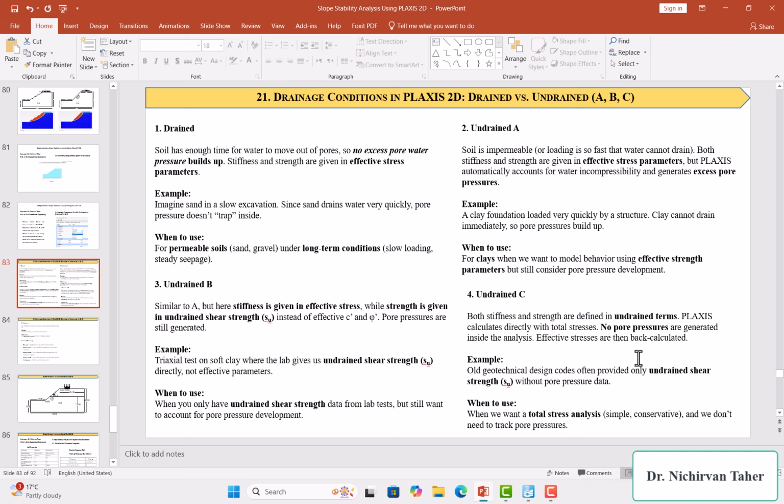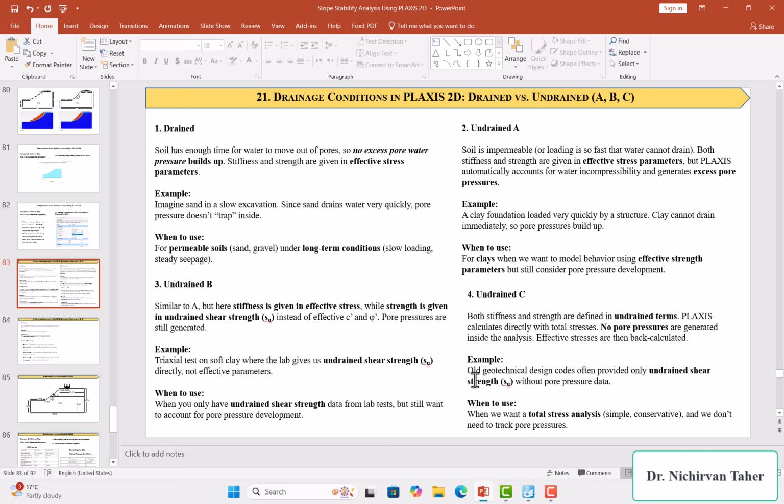But in undrained C, no pore pressures are generated inside the analysis, and effective stresses are then back calculated. So it means in undrained C, there is no pore pressure development inside the soil. This is called a total stress analysis, because these three drained and undrained conditions are based on effective stress analysis, while number 4, undrained C, is based on total stress analysis.